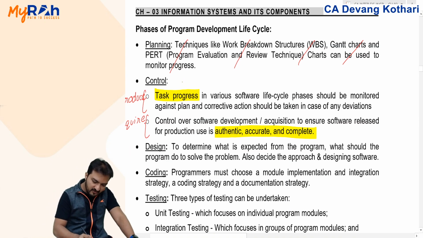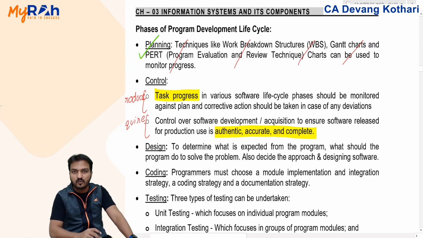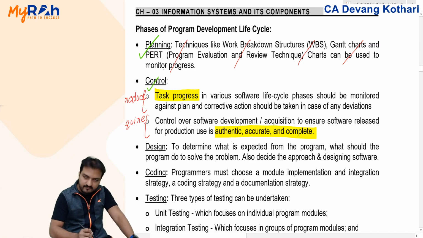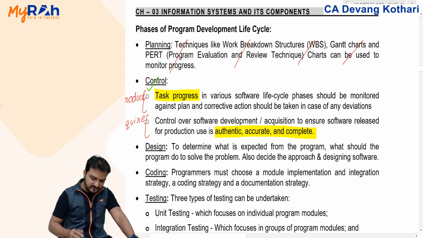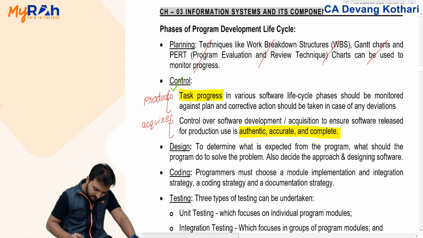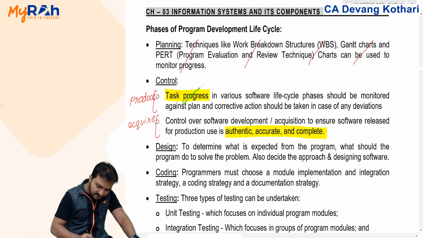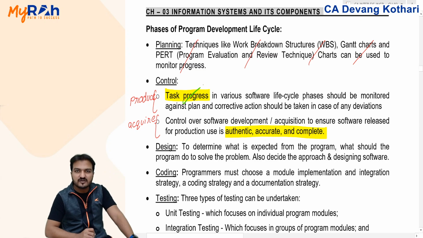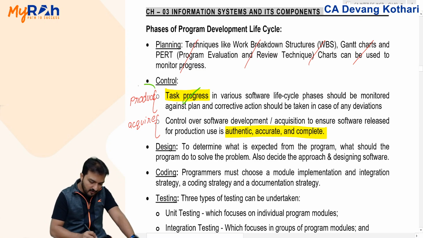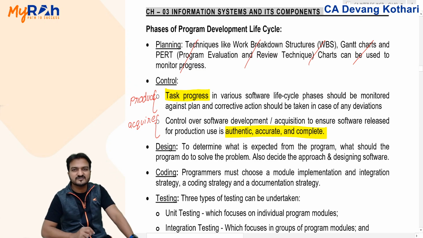So, program development life cycle. Planning means to decide what programs do we need. Controlling will last throughout all the phases. Controlling will involve checking the task progress. Well, checking the task progress might happen if you are producing a customized software.